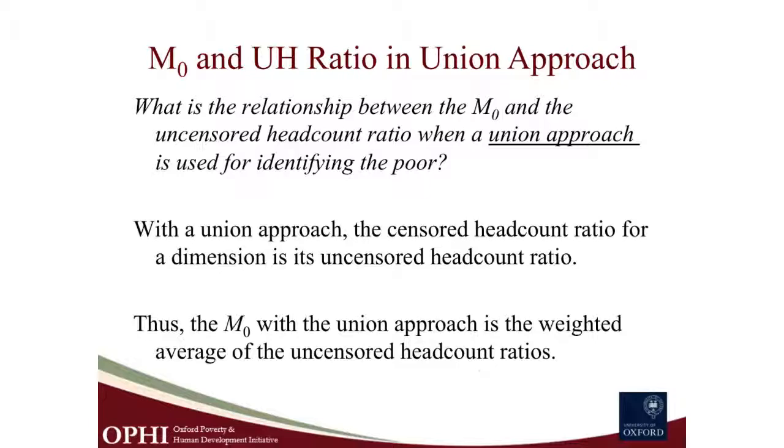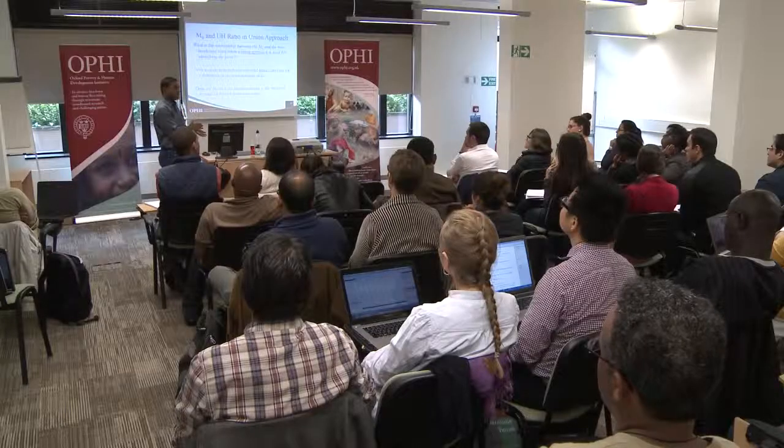So for the union approach, the censored head count ratio of a dimension is equal to its raw head count ratio, and so M0 in the union approach is the weighted average. So you get your answer. For the union approach, this is what you get, and the rest of them are covered through the censored head count ratio.